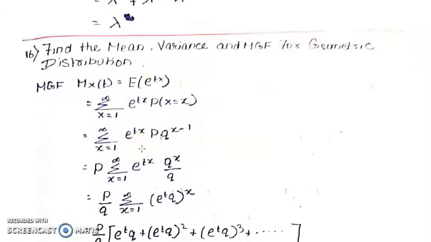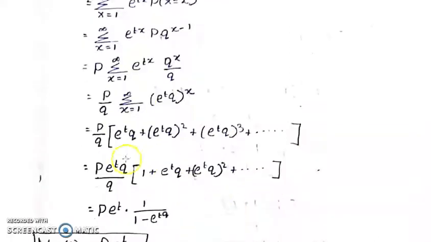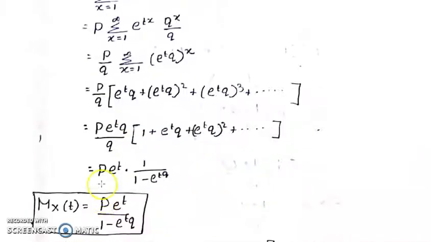Next, find the mean, variance and moment generating function for geometric distribution. The moment generating function formula is E of e power tX, summation x running from 1 to infinity, e power tx into p of x. Grouping x terms, we get this expression. Taking constant terms p and q away, we get p by q, summation x equal to 1 to infinity of e power tq into x. Expanding the summation, we get a lengthy expansion. Taking common factor e power tq away, we get this simple term.